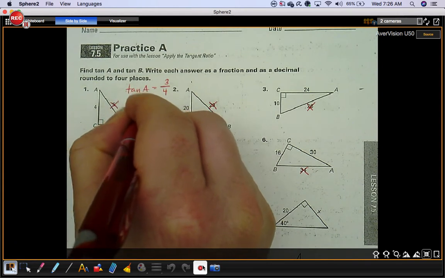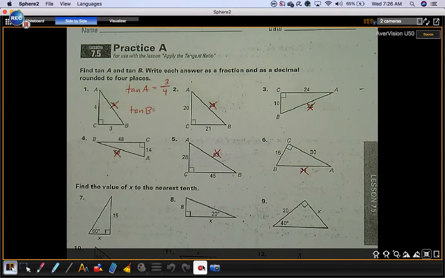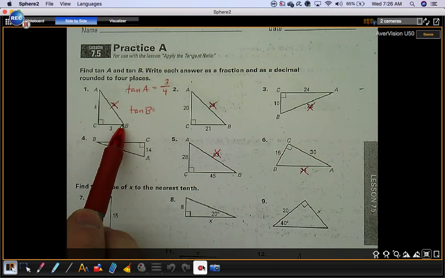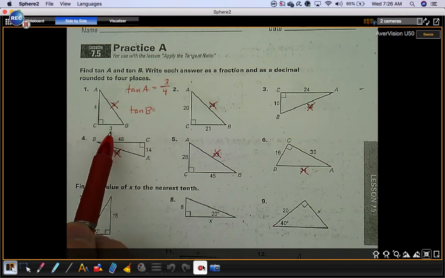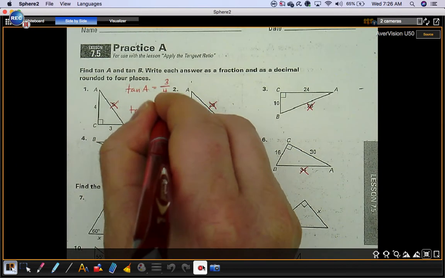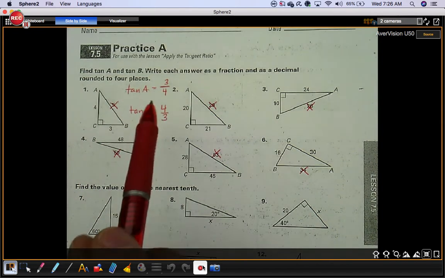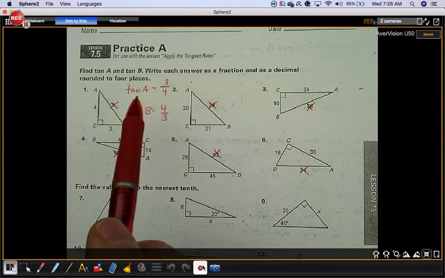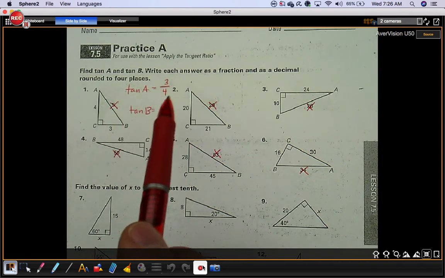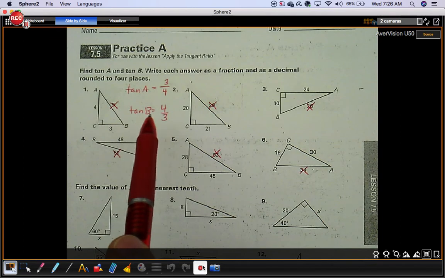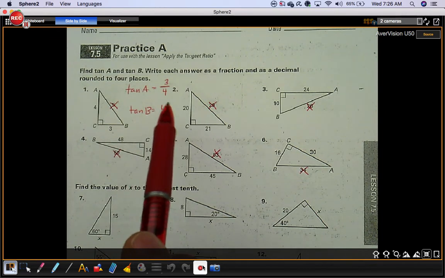Now you also need to take the tangent of angle B. Tangent is still opposite over adjacent, but when you switch acute angles, your opposite and adjacent switch. So tangent of angle B is 4/3. Just like we did in the lesson, when you take the tangent of an acute angle, you get a fraction. When you take the tangent of the other acute angle, you get the reciprocal of it.